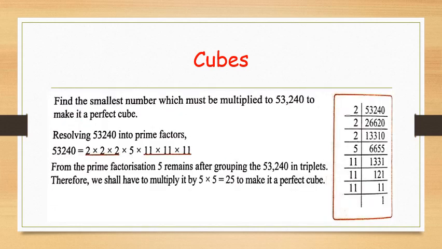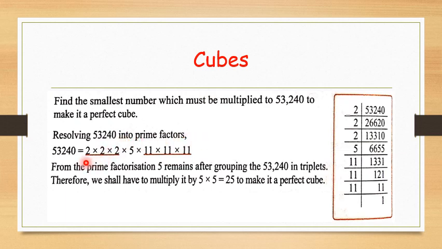Now see one more question. Now there is a new type of question based on perfect cubes. Find the smallest number which must be multiplied to 53,240 to make it a perfect cube. It is already given that the number is not a perfect cube. Now we have to convert it into a perfect cube. So what do we have to do now? First we have to do the prime factorization.